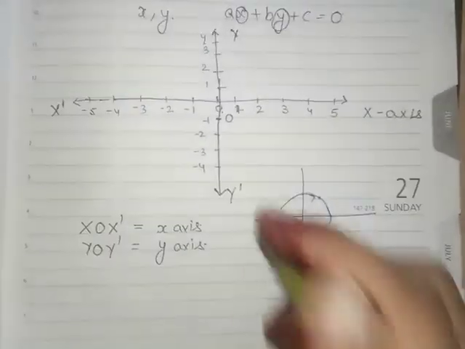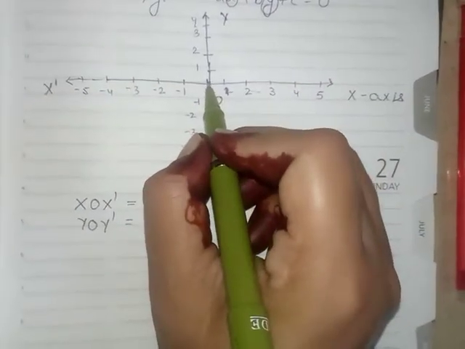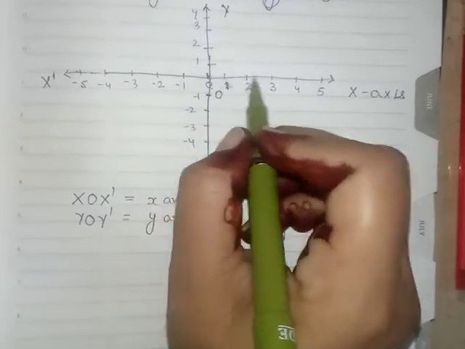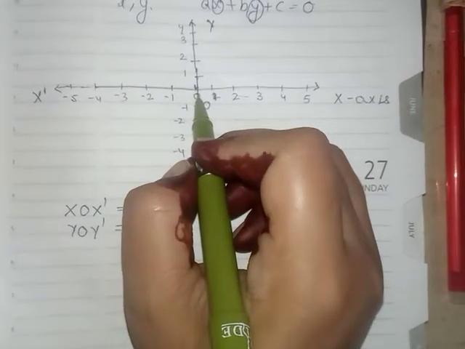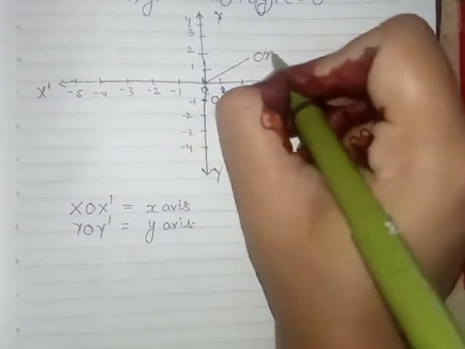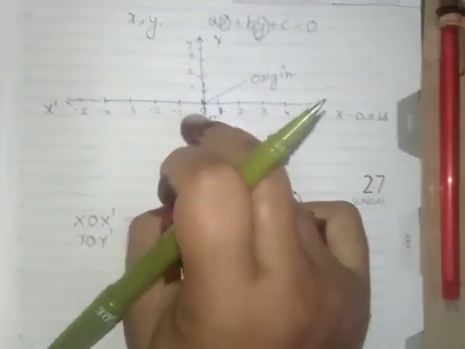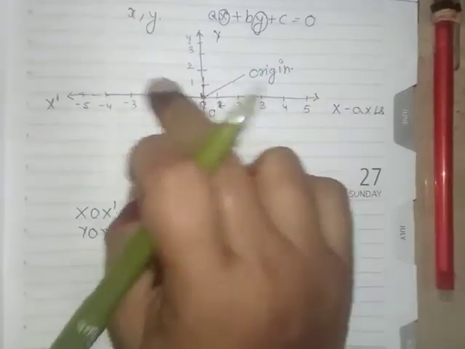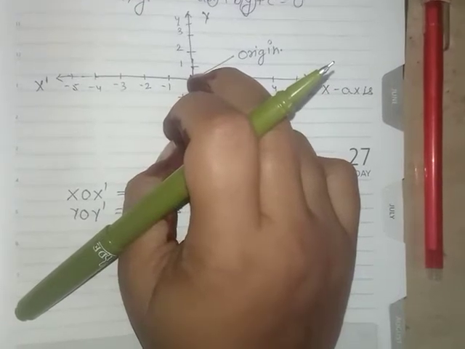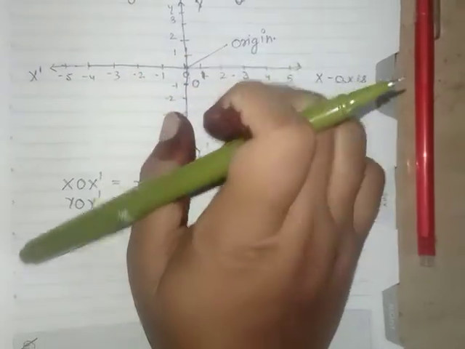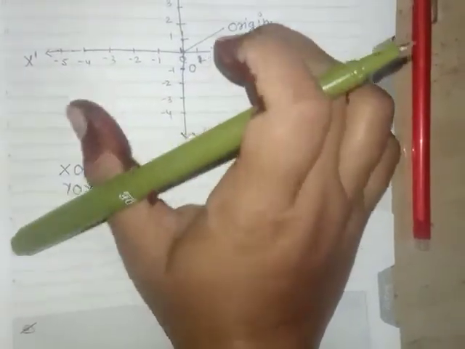Now the point where both lines are intersecting, where the value of the x line is also 0 and the value of the y line is also 0, is known as the origin. Origin means from where things are starting. So here all the sides are starting with 0, so it is known as origin. It is the origin of this coordinate system. Now this whole thing is known as the coordinate system.